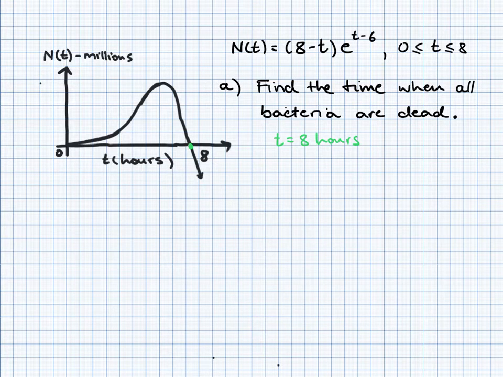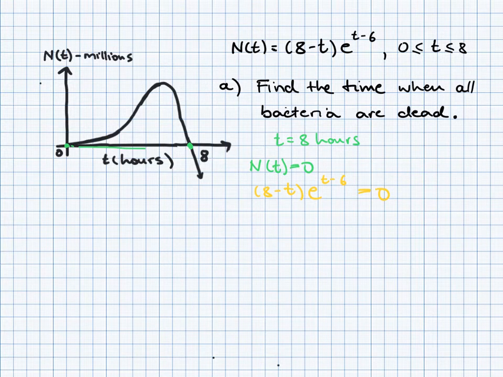So let's do it algebraically. For our function to be equal to 0 means this y coordinate is equal to 0. So therefore, N of t is equal to 0. N of t is our function, (8 take away t) times e to the power of (t take away 6), and it is equal to 0.